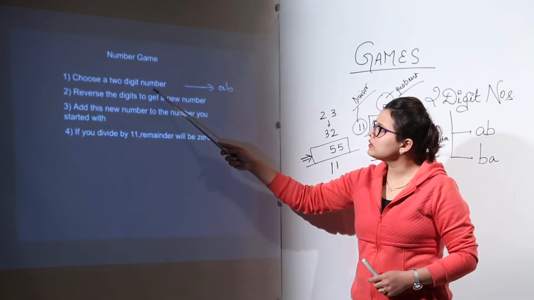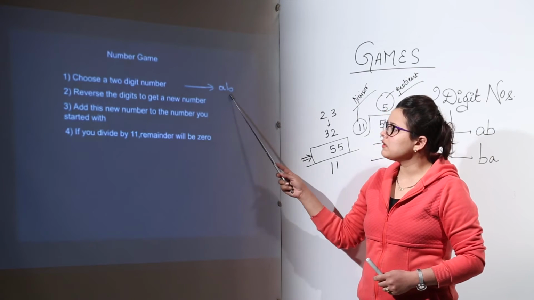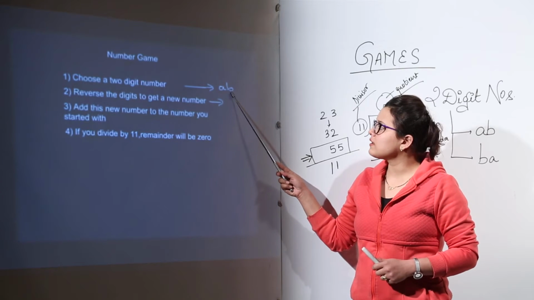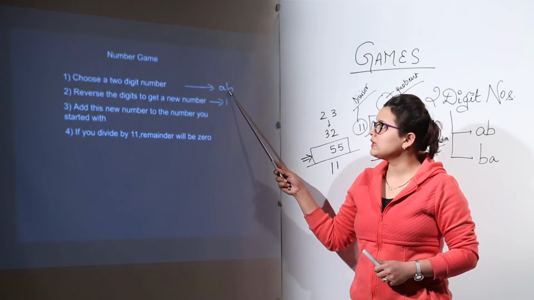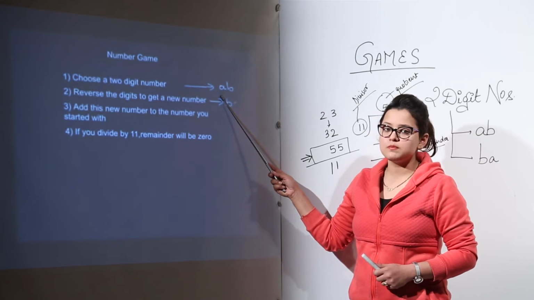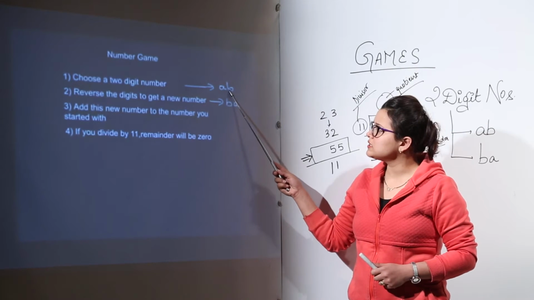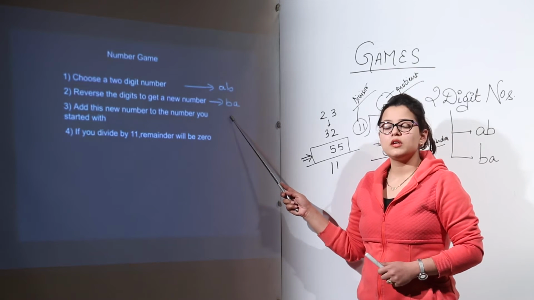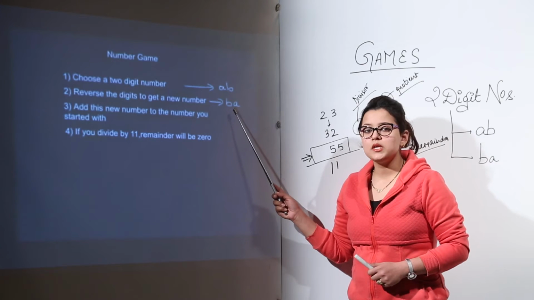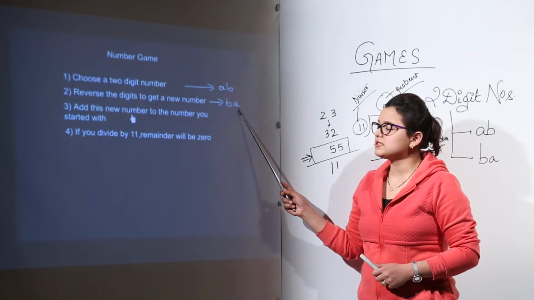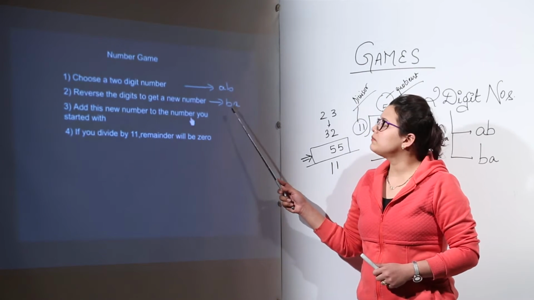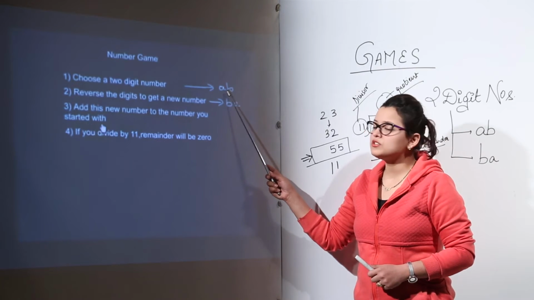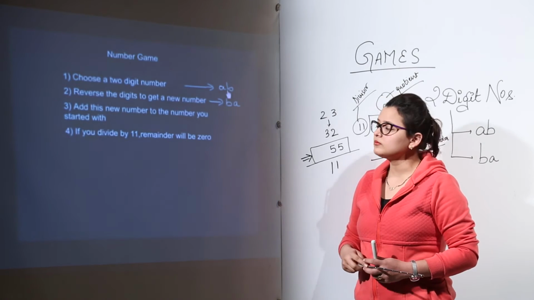So the 2-digit number that I have chosen is AB. Now AB is my chosen number. That means B is on the ones place and A is at the tens place. So now if I reverse the digits, I would get a number as BA. Now carefully looking at this number, we can see that A is present at the ones place and B is present at the tens place. That means both the digits have interchanged their places.